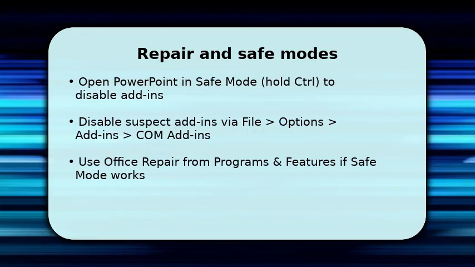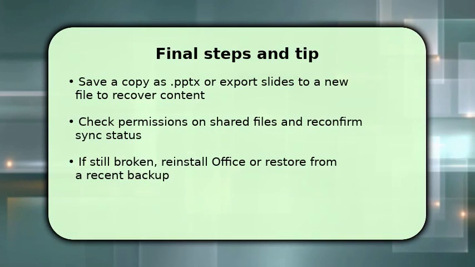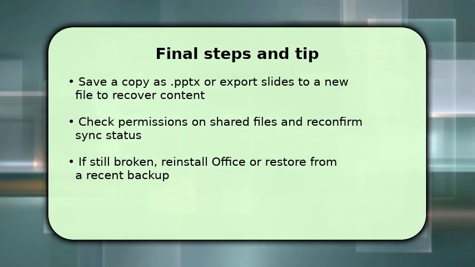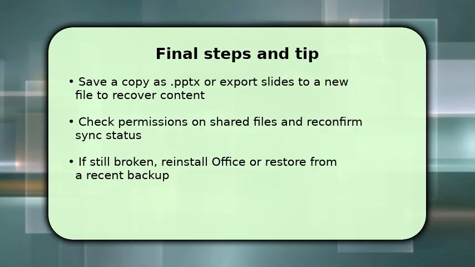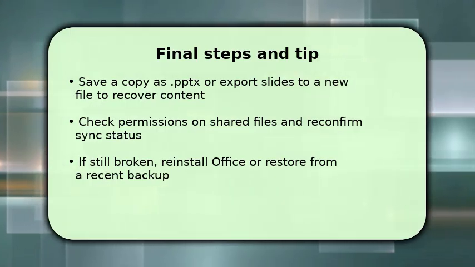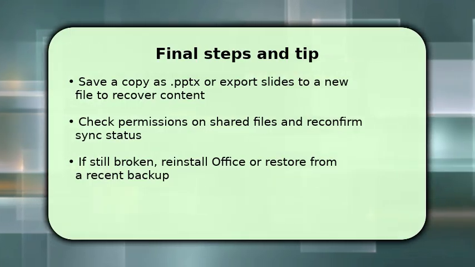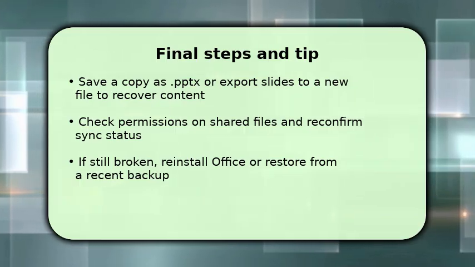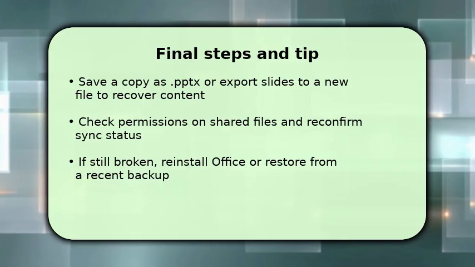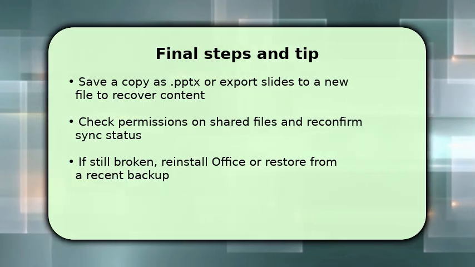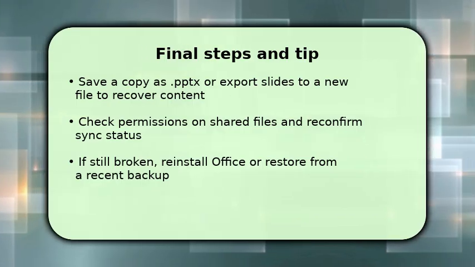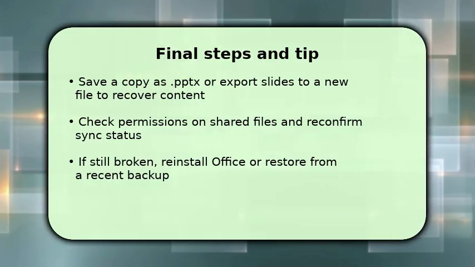Save a copy of the presentation as a new PPTX or export slides into a blank file to bypass hidden corruption. Make sure shared file permissions and sync status are correct. Sometimes re-uploading to OneDrive fixes transient locks. If problems persist, reinstall Office or restore from a recent backup to eliminate persistent corruption. Troubleshooting tip: if edits still fail, try opening the file on another machine to isolate local environment issues.